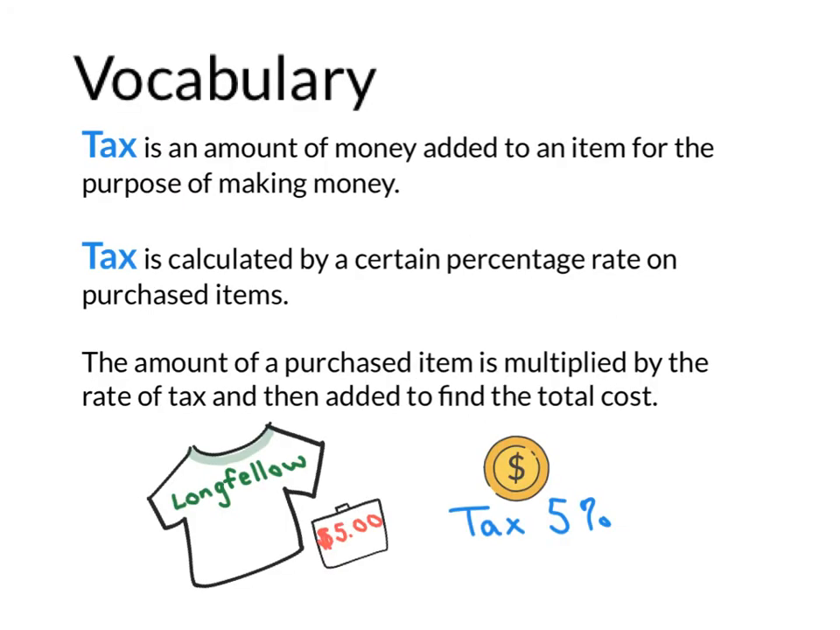To begin, let's review and understand the word tax. Tax is an amount of money added to an item for the purpose of making money. Tax is calculated by a certain percentage rate on purchased items. The algorithm that we use is the amount of a purchased item is multiplied by the rate of tax, and then added to find the total cost.